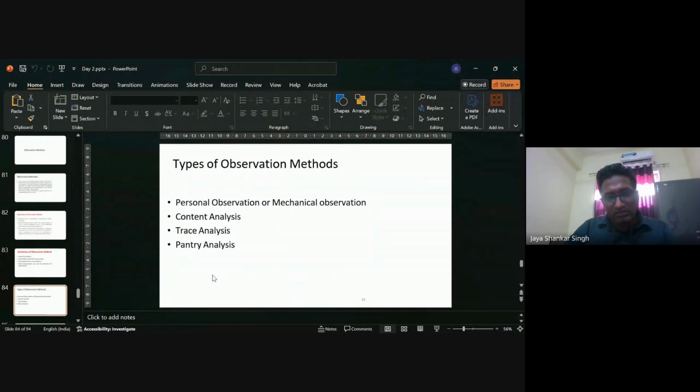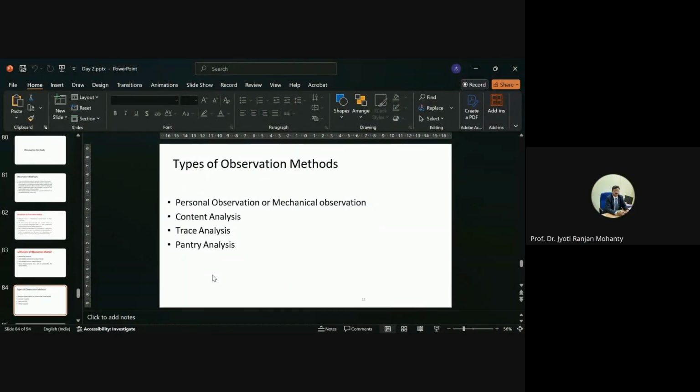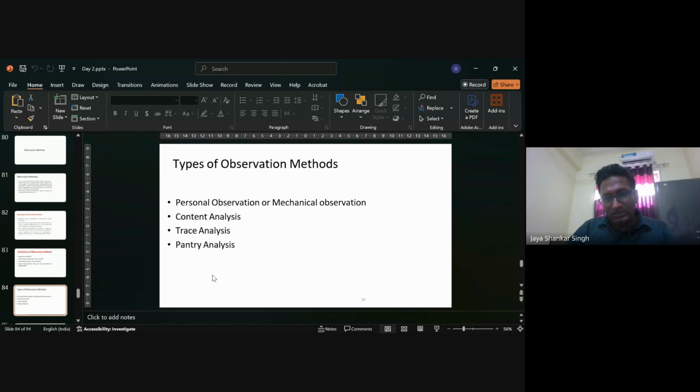So I was coming to that only, the types of observation method: personal observation, mechanical observation. We had enough discussion of that, right? Then you do content analysis. That is also possible. So these all come under the observational method. Something has happened. If there is no data about that, you cannot do trace analysis also. Okay, content analysis, I will tell you.